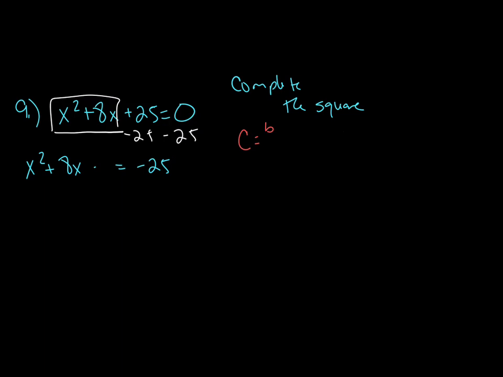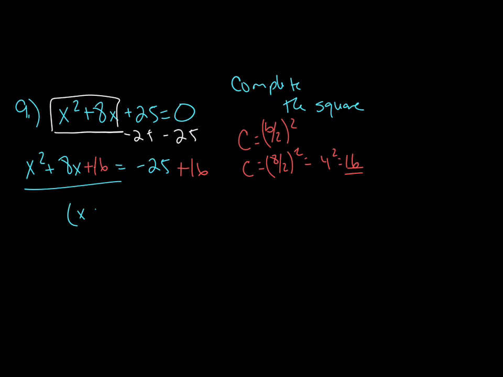Now I have to do my b over 2, so I'm going to find a c. So I'm going to say c equals b over 2 squared. So c is equal to 8 over 2, which is 4 squared, which is 16. So I'm going to add this 16 to both sides. I'm going to put plus 16 here, plus 16 here. So the left side becomes x plus 4 squared. The right side becomes negative 9.